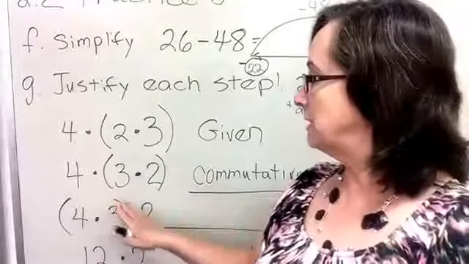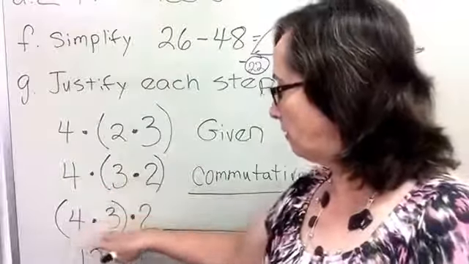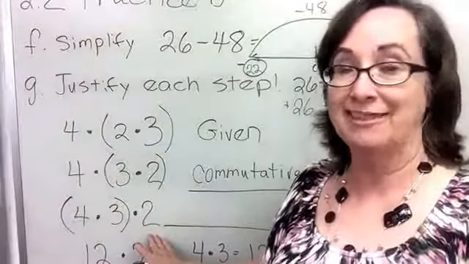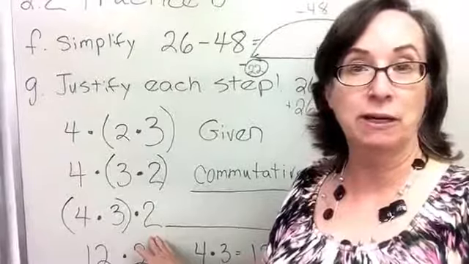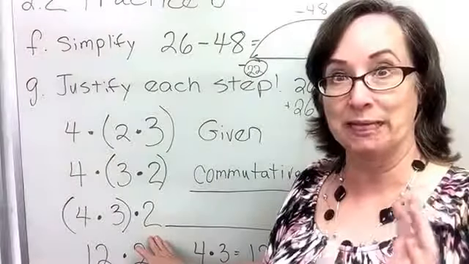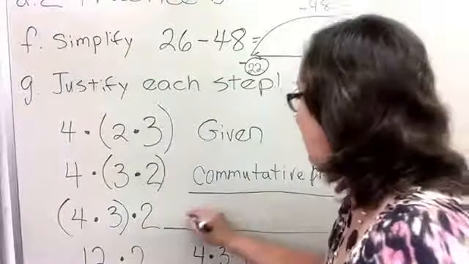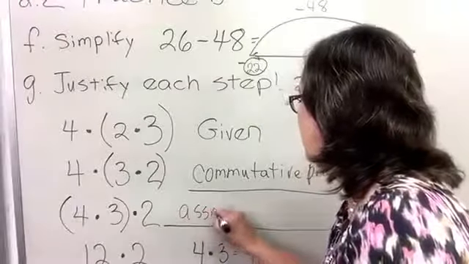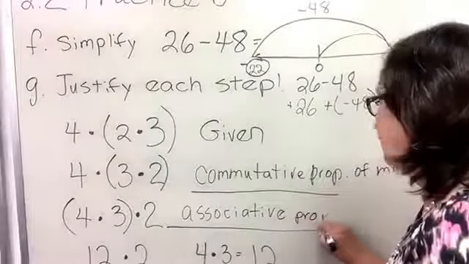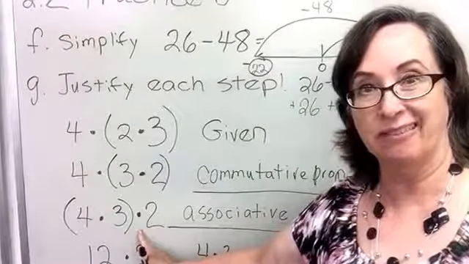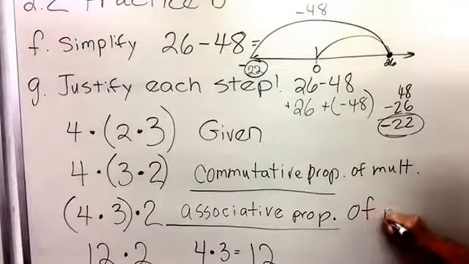Now, look at what's different between this step and the next step. 4, 3, 2, 4, 3, 2. They haven't changed the order. They've changed who is buddied with who. They've changed the grouping. Which one of our properties has to do with grouping numbers together? That is the associative property. Are we going to say addition or multiplication? We got those little dots everywhere, right? So that's the associative property of multiplication.